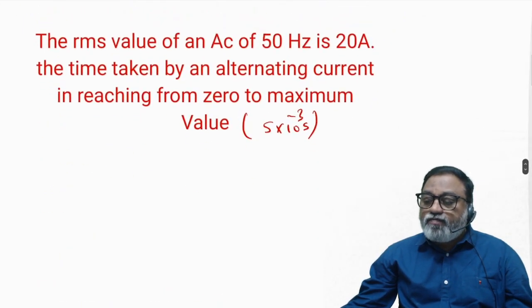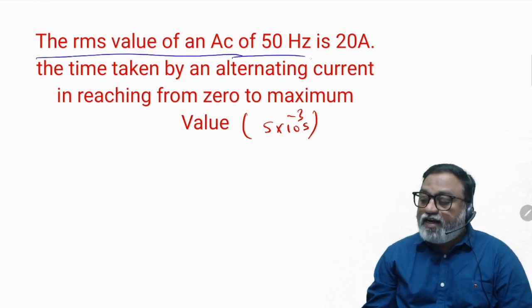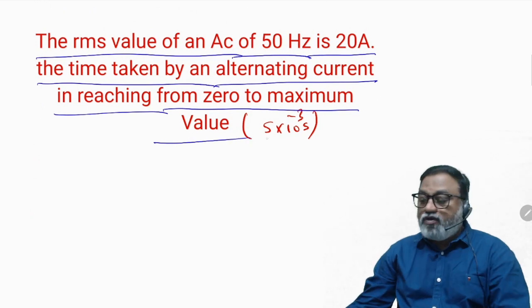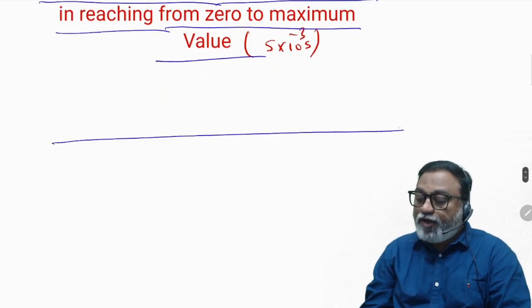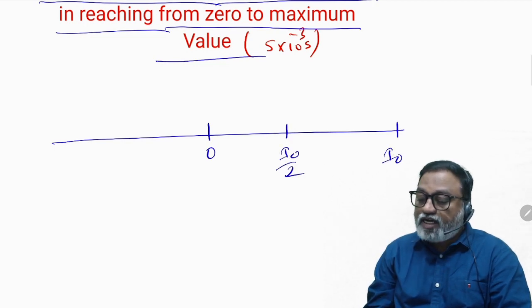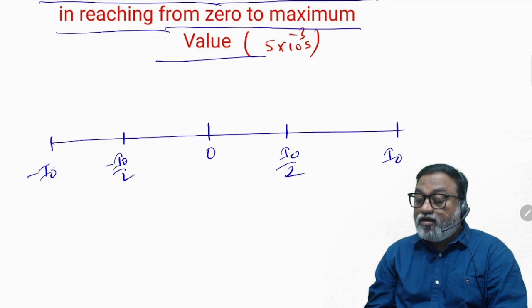Like that, we can solve another problem. The RMS value of an AC of 50 Hz is 20 amperes. Find the time taken by the alternating current in reaching from 0 to maximum value. Here is 0. Half of the amplitude is I naught by 2. This is I naught. Minus I naught by 2, and here it is minus I naught.